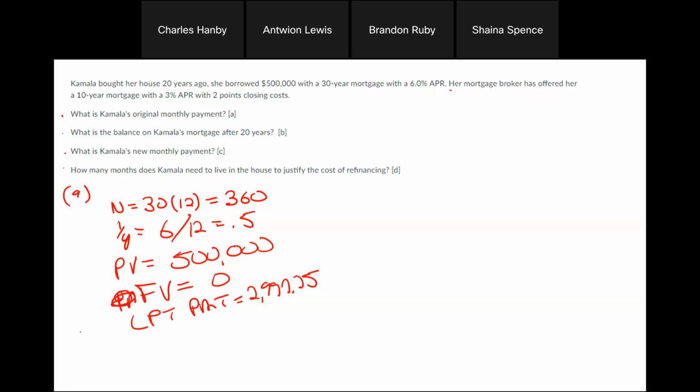So now the balance. After 20 years, there's 10 years left. So 10 years monthly, 10 times 12 is 120 payments. And then just like before, compute PV. We get $270,017.93. Note that even after 20 years, she hasn't paid off half of the value of the mortgage.